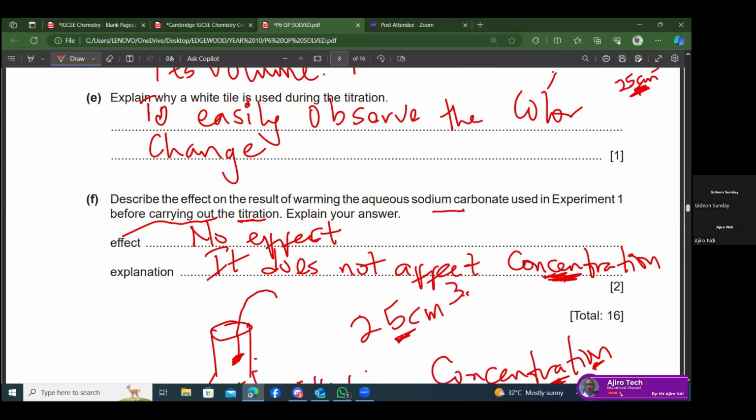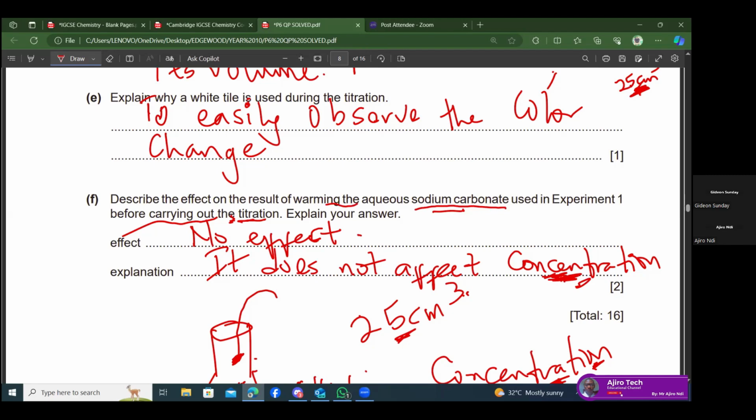All right, the next question says, describe the effect on the result of warming the aqueous sodium carbonate used in experiment 1 before carrying out the titration. Now, when this question is asked, a lot of students will say, oh, when you warm, the rate of reaction is increased. Therefore, the titration process is shortened, or maybe you get the titer value easily. But no, titration is not dependent on the temperature, but it's rather dependent on concentration. So when you warm the aqueous sodium carbonate before you perform the titration, there'll be no effect on the titration. Okay, because titration is dependent on concentration.